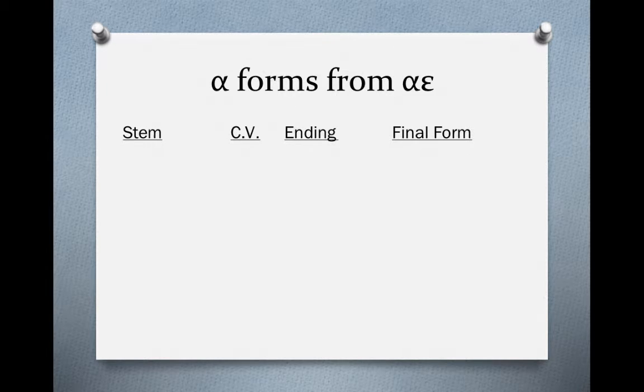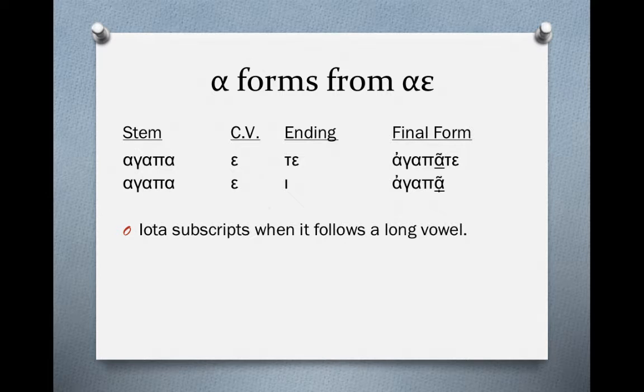Alpha forms from alpha epsilon. So we have a verb like agapa plus the connecting vowel epsilon, and the second plural ending would be te, agapate. So the alpha kind of swallowed up the epsilon, and it ends up just being alpha in the final form with a circumflex over the vowel to let us know that there was a contraction. Agapa plus the connecting vowel epsilon plus the third singular ending iota would end up being agapa, again with the circumflex above the alpha, but the iota subscripted here, and that's because the iota subscripts when it follows a long vowel.